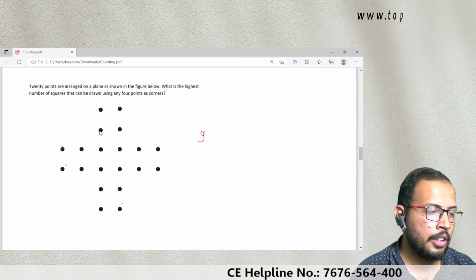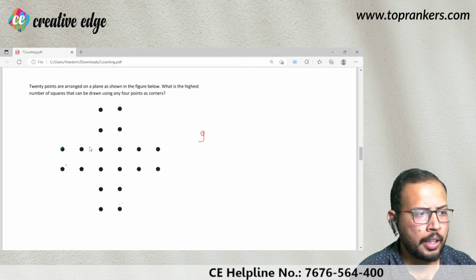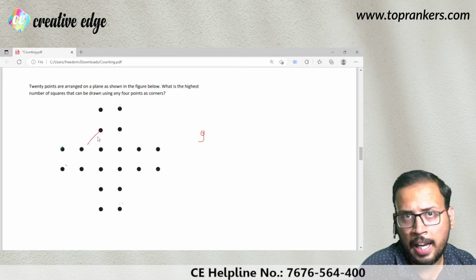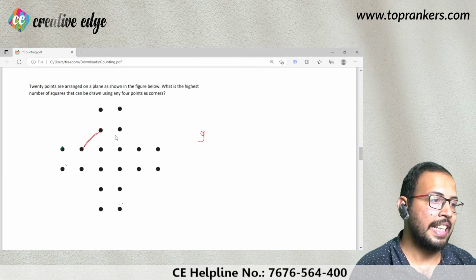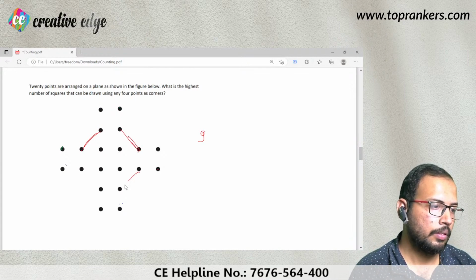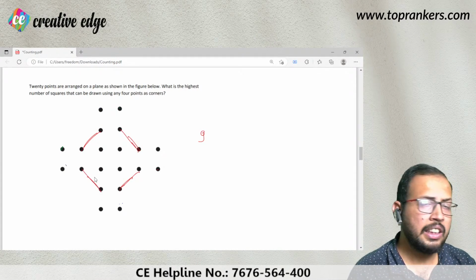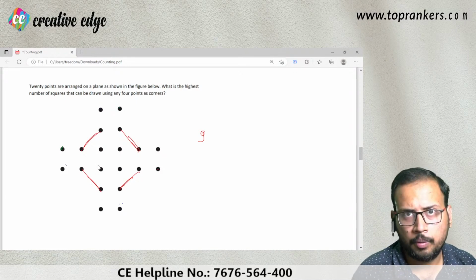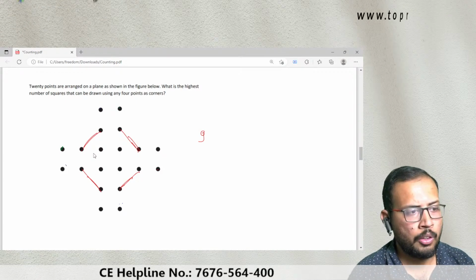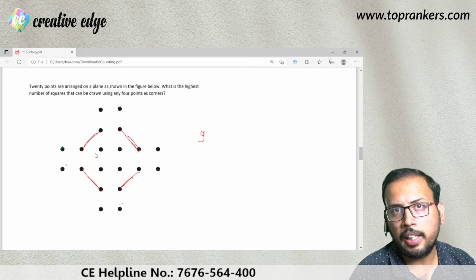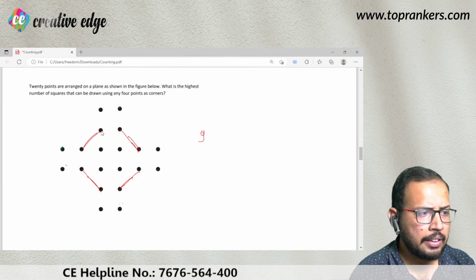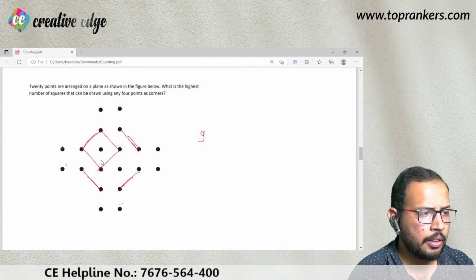Let us do one thing. This is the hack that I'm telling you. Let us draw these lines. These are the obvious lines that you can conceive in this figure. Now, using these lines, can I draw some squares? I guess yes. This is going to be my first square.